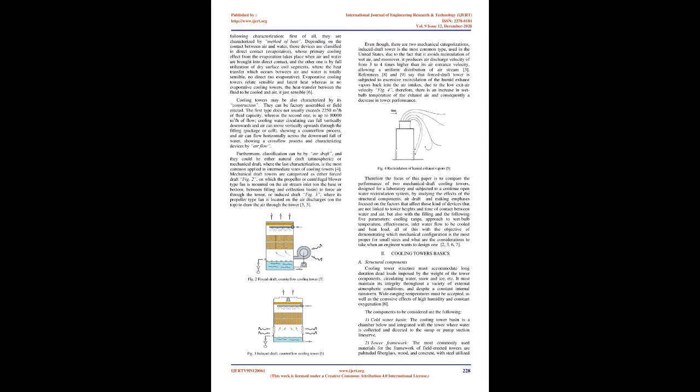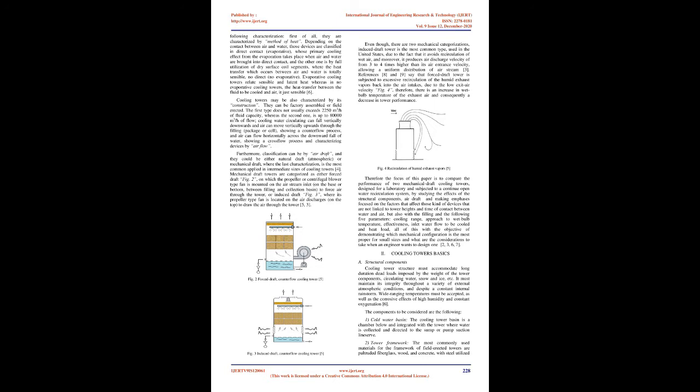6. Cooling towers may also be characterized by their construction. They can be factory assembled or field erected. The first type does not usually exceed 2250 m3/h of fluid capacity, whereas the second one is up to 80,000 m3/h of flow. Cooling water circulating can fall vertically downwards and air can move vertically upwards through the filling, package or cell, showing a counterflow process, and air can flow horizontally across the downward fall of water, showing a crossflow process and characterizing devices by airflow.